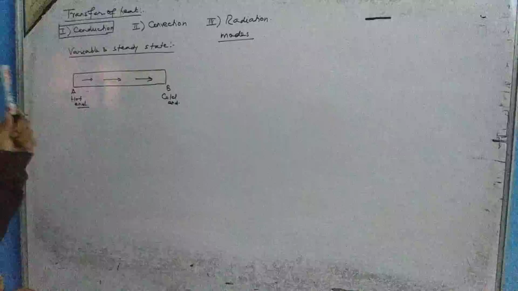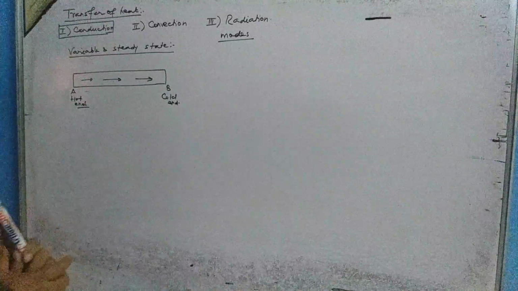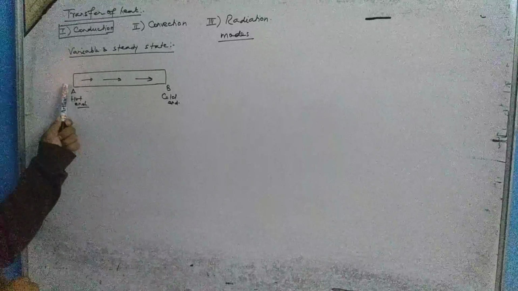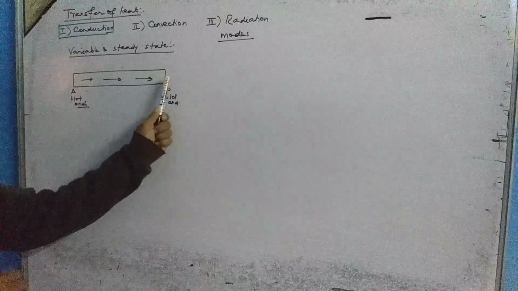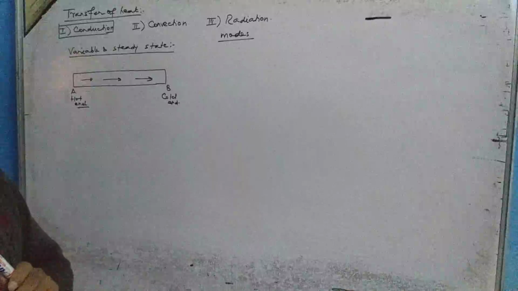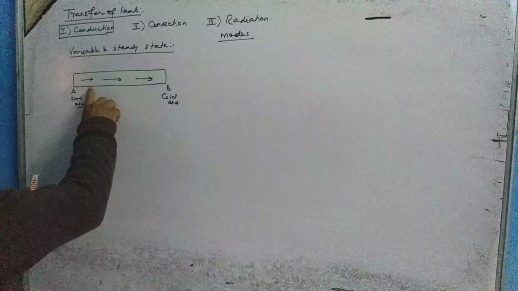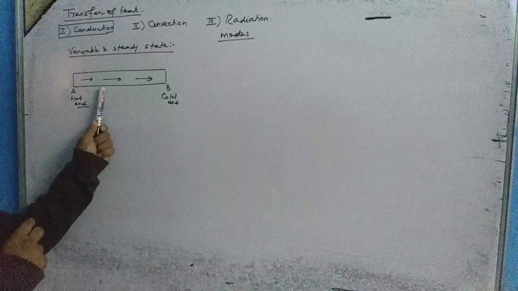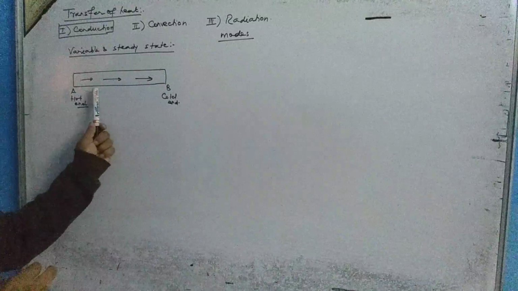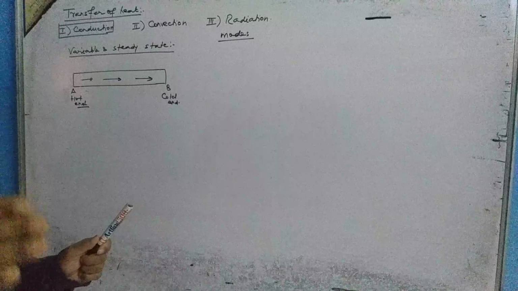Try to follow. Suppose this is a metallic rod of uniform cross section. I am heating it from this end A. The heat will be transferred to the end B. What will happen? The temperature of every portion will rise. Try to follow. The portion which is nearer to A has the greater temperature, and as we go away from A, it has the lower temperature.